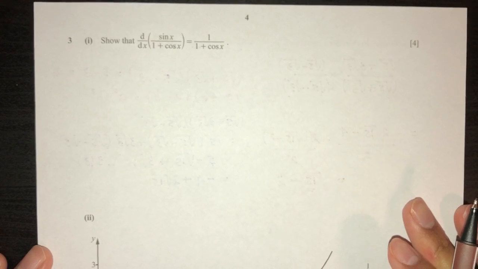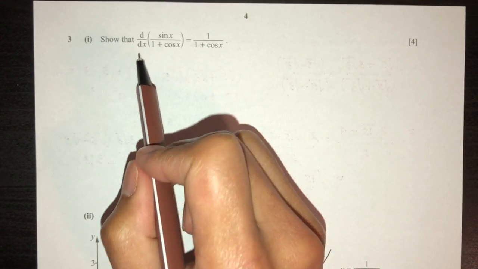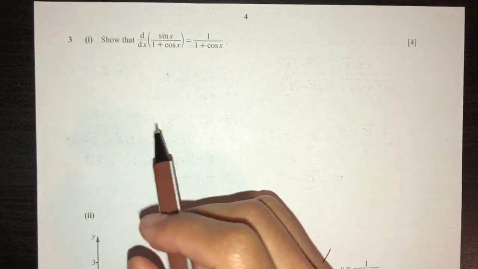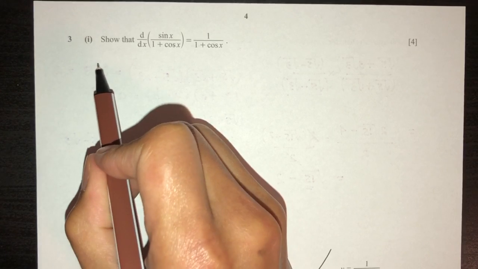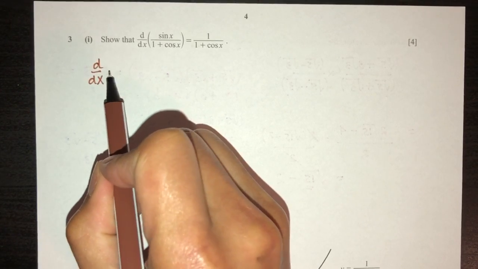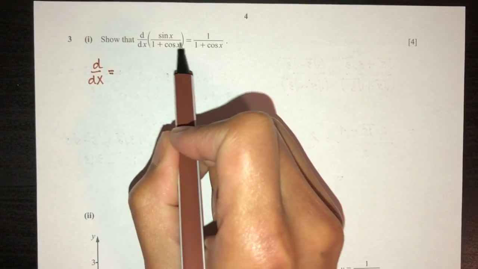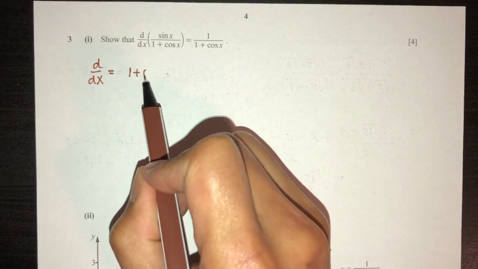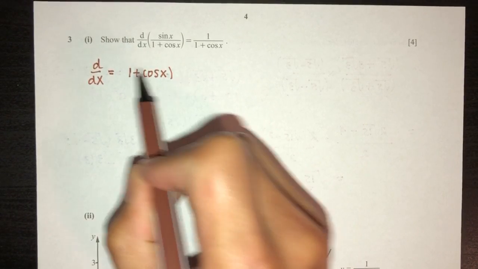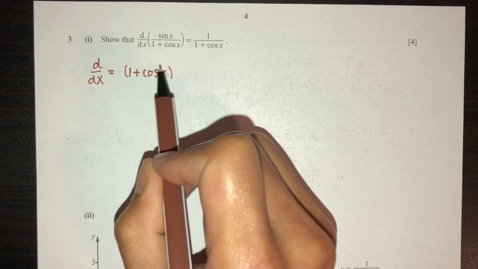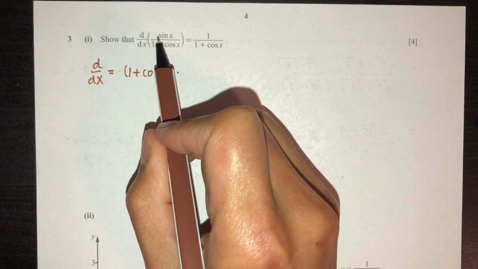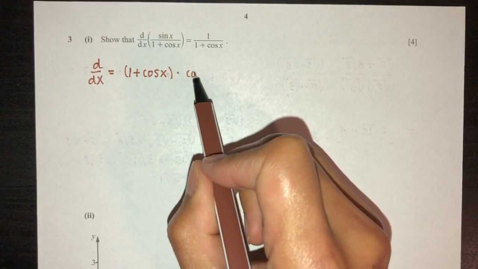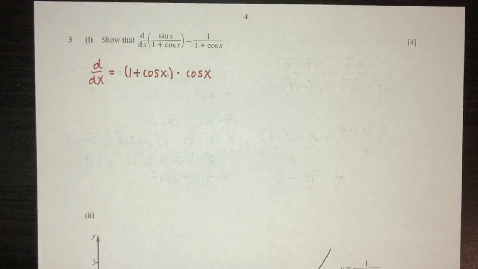Now let's move on to question number 3. Show that d by dx of this function is equal to this. So as you can see, this is a fraction. We have to use the quotient rule. So d by dx is equal to, the first step is to bring this up, 1 plus cos x. So we'll leave this alone for the first part, and then multiply by the d by dx of this. So what is d by dx of sine? That will be cos. Then we have to minus.